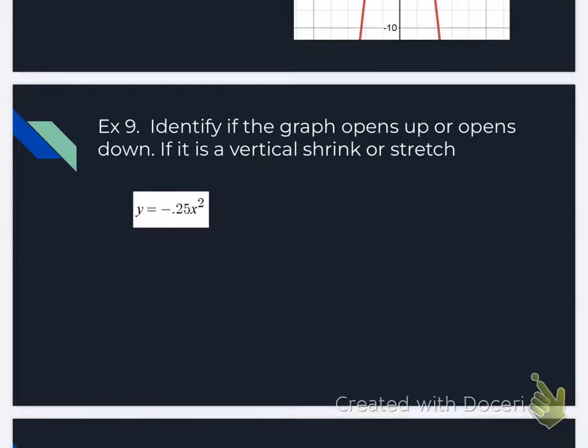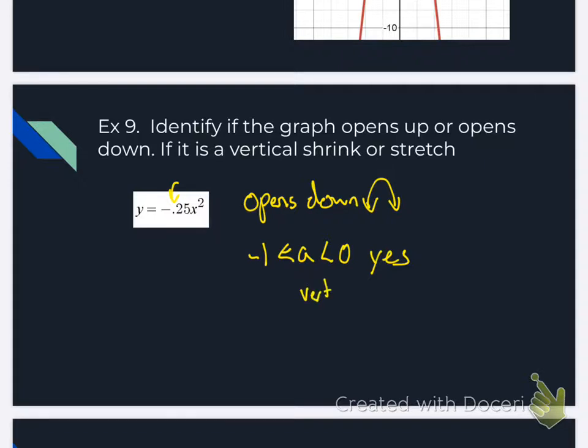Okay, our next one up, we want to see if it opens up or down. We see it's negative, so it opens down. Okay, and is that -0.25 between 0 and -1? Yes. And so we call this a vertical shrink.